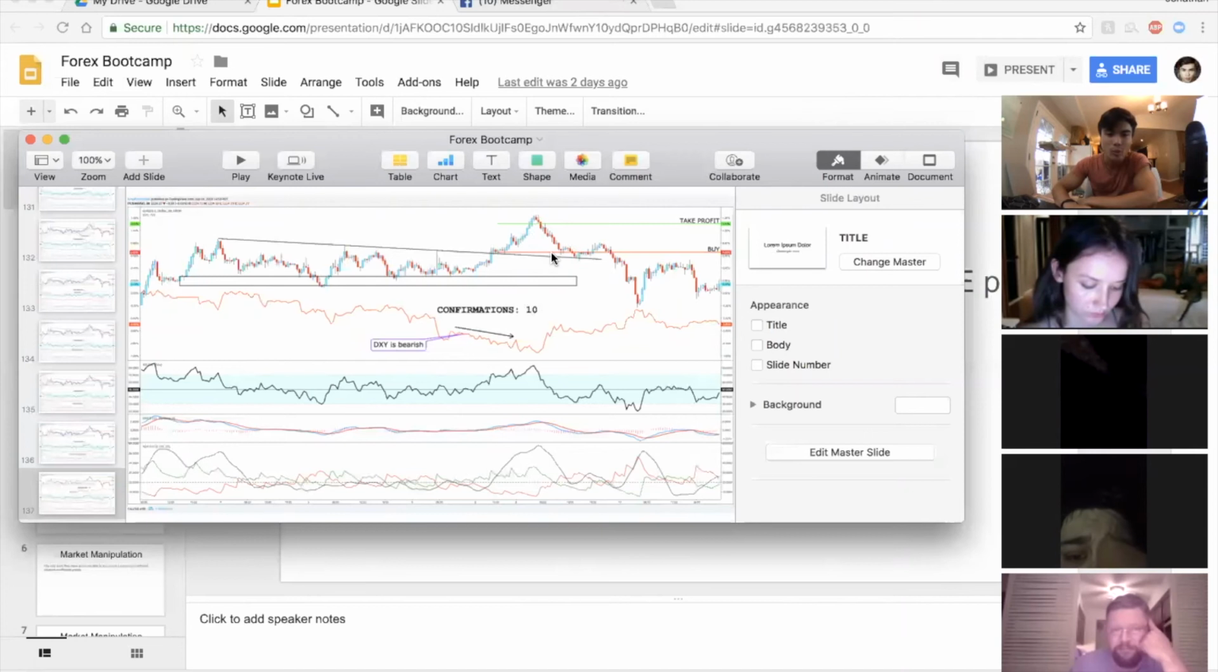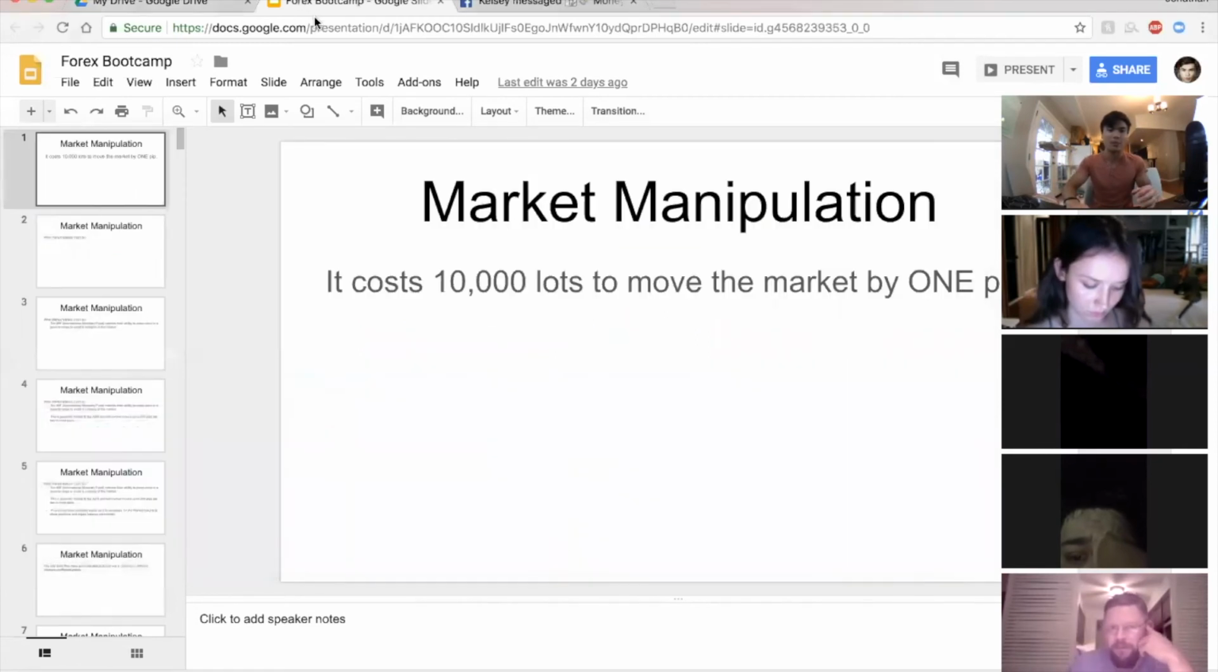Look at the questions. Will these confirmations work on non-gold pairs like all majors? Yes, these will all work. It's just, if you're using multi-index analysis, which means you're looking at the dollar, the yen, the pound, looking at the actual indexes, you have to make sure the currency you're looking at fits. So I'll show you an example. I'll bring up TradingView really fast.